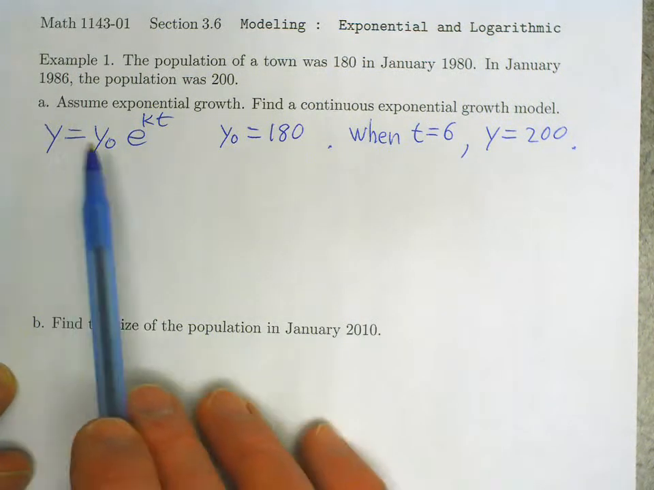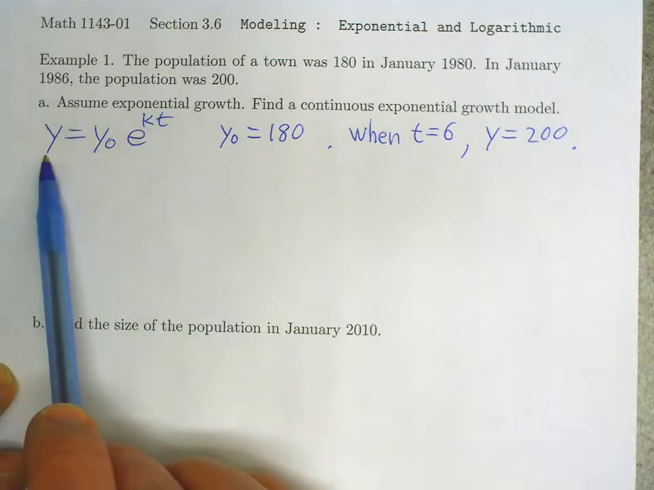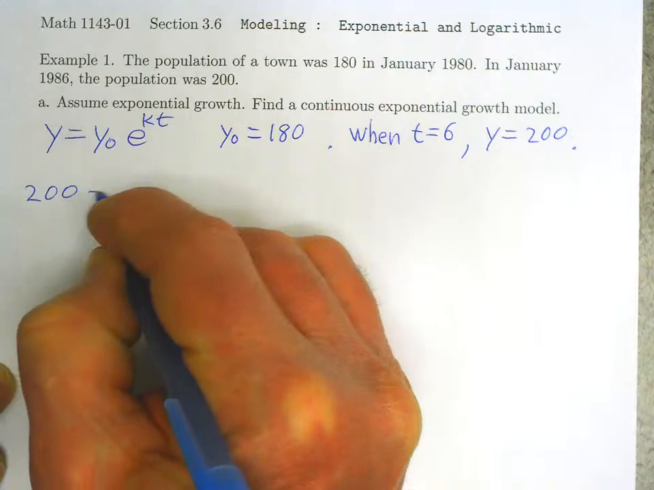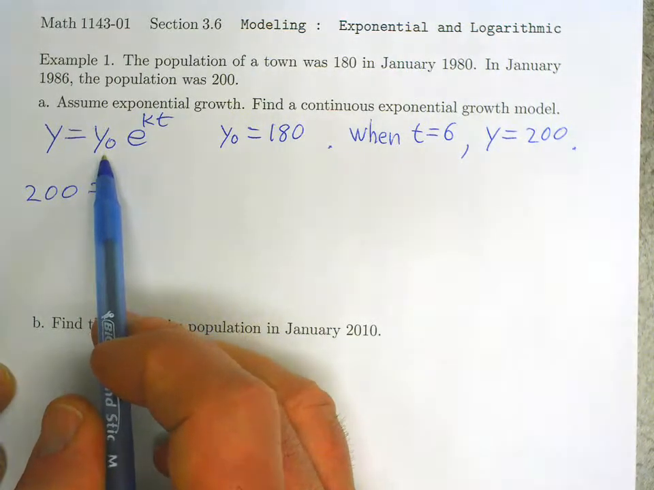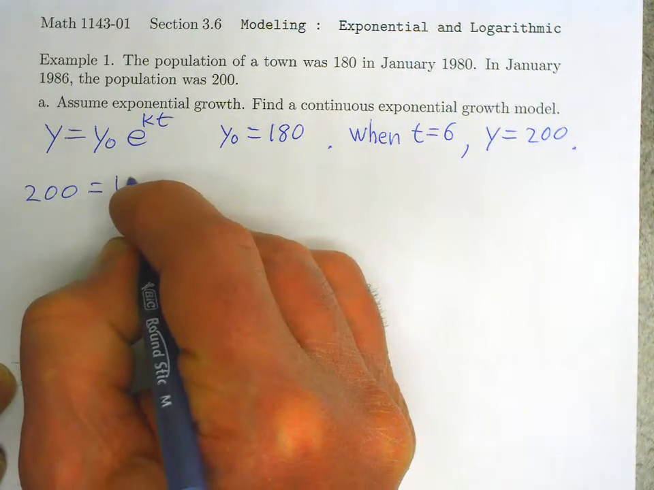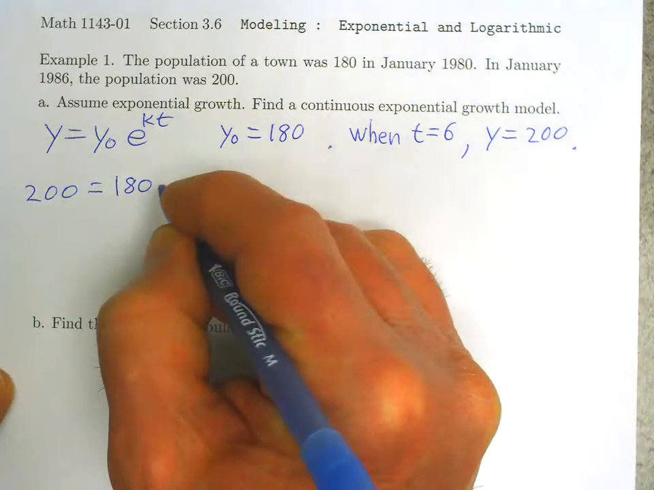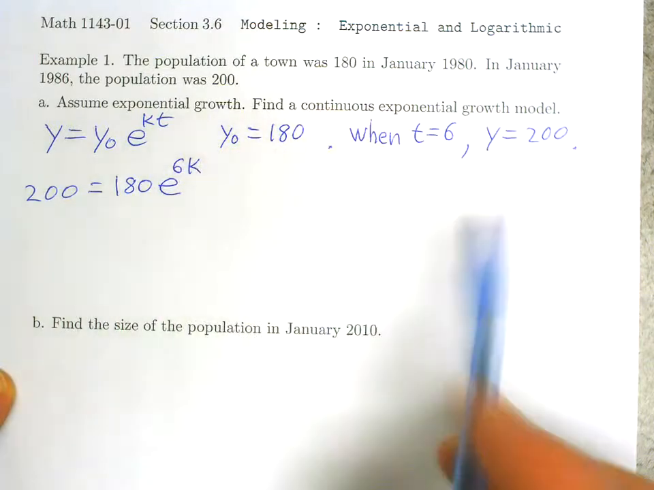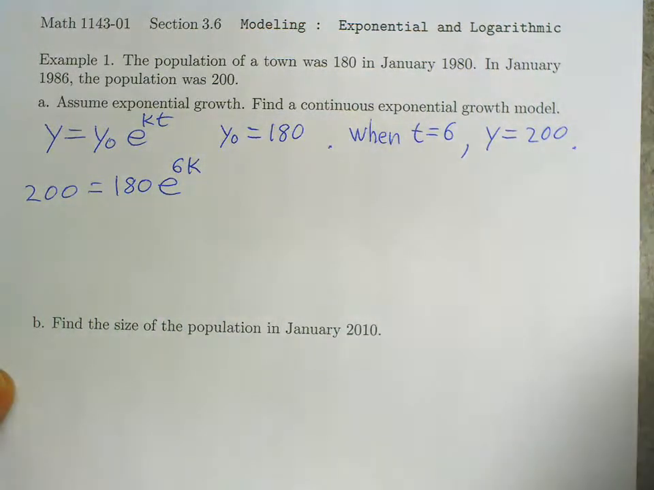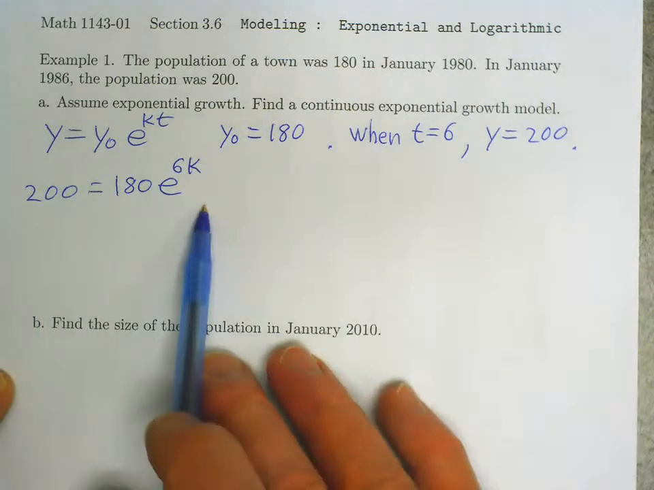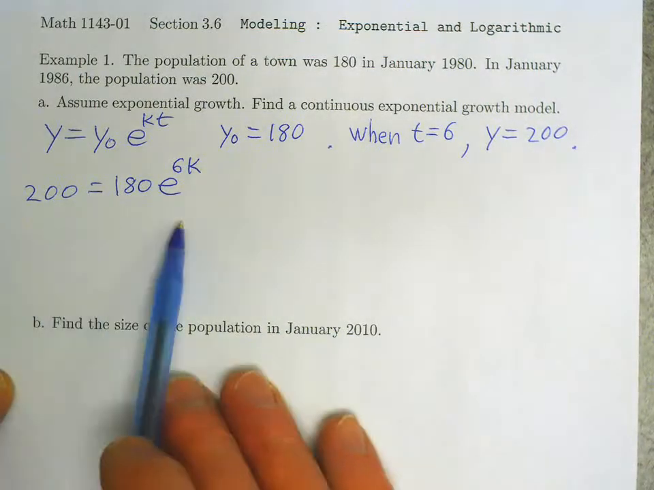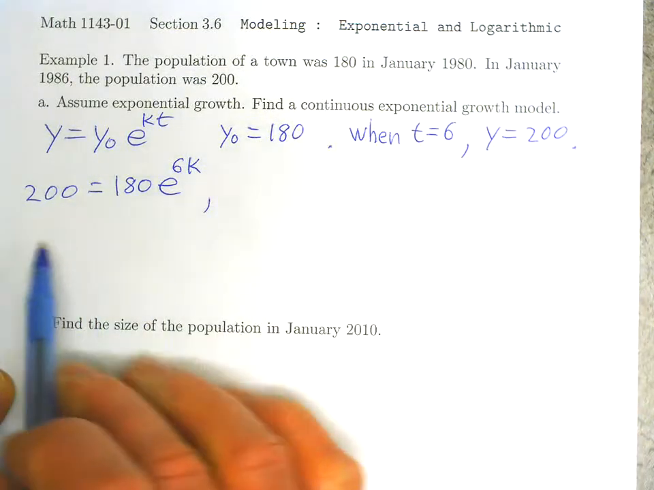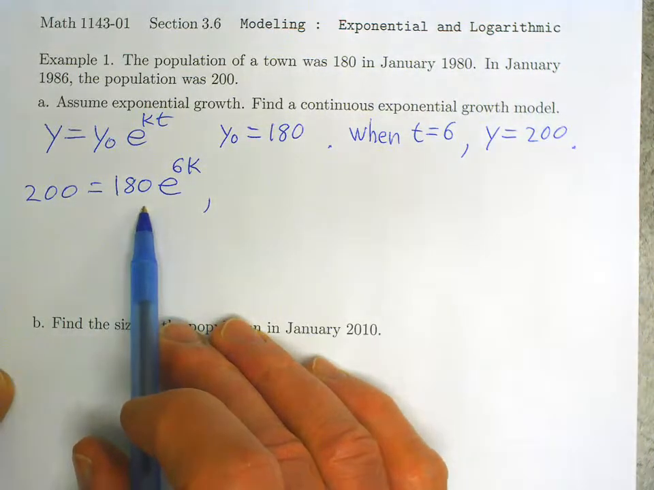Okay, so when t equals 6, the y value or the population is 200. We already know that y sub 0 is 180, so we write 180 times e to the 6k. We replace t with 6. And then we just solve this equation for k. We know how to solve equations like this. k is in the exponent. So step 1, divide both sides by 180.